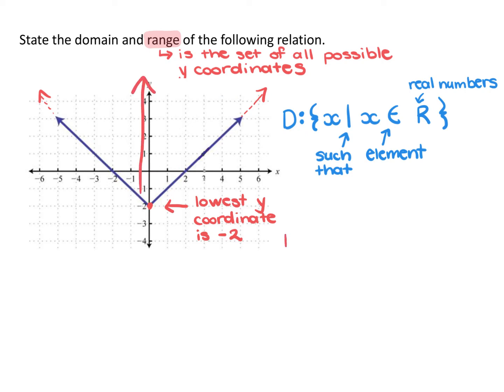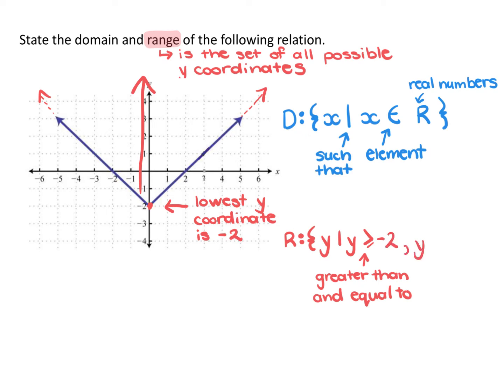So how are we going to write that? Well, we write capital R for range, then the bracket, y such that y is greater than or equal to, and in this case, it happens to be -2. And then comma, y is an element of real numbers, and then close the bracket. Now, the reason why we write y as an element of real numbers is because everything after -2, it's going to hit all the real numbers, but only after -2. That's why we put a comma after the -2.